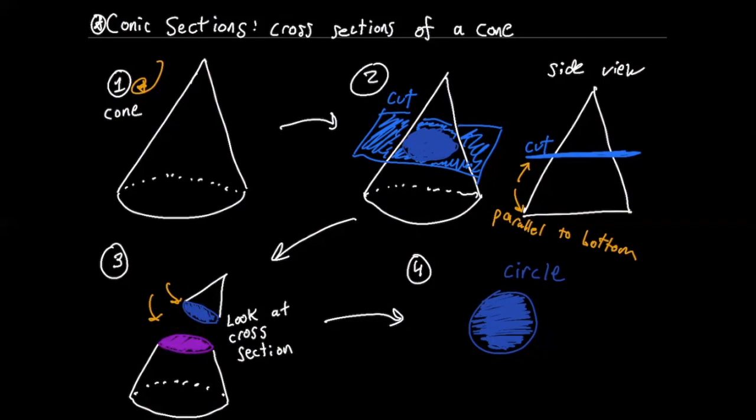So our first shape is circles. When we cut parallel to the bottom, or at a horizontal, the cross section that we end up with is a circle. So circles can be described using cones just by cutting a cone horizontally. We'll see as we learn other shapes, other quadratic relations or conic sections, how we can find other shapes by cutting the cone in different directions too.